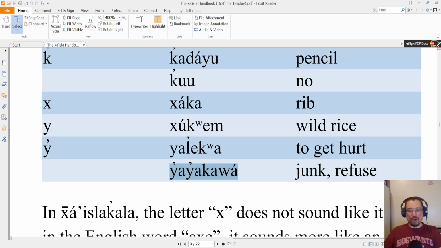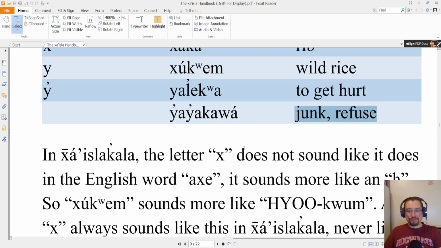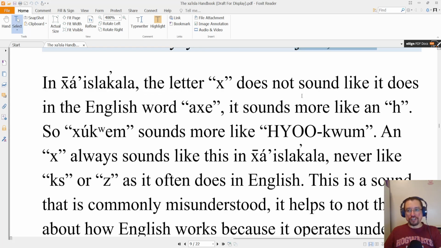Ya ya kya wa. So we say ya, and then there's a very slight pause, very short pause, and then ya kya wa. So again, notice we have another palatalized K, a regular K, followed by an A, which sounds like kya. So ya ya kya wa refers to junk or refuse or garbage. I have some more explanation here in this paragraph.